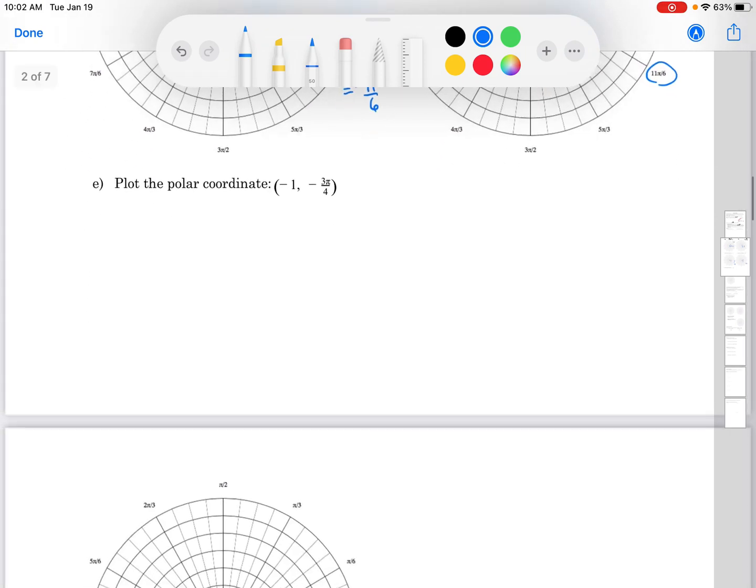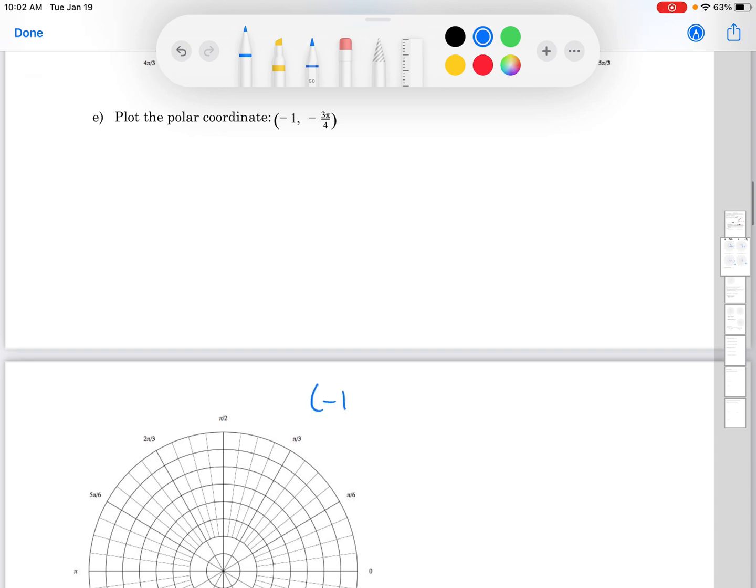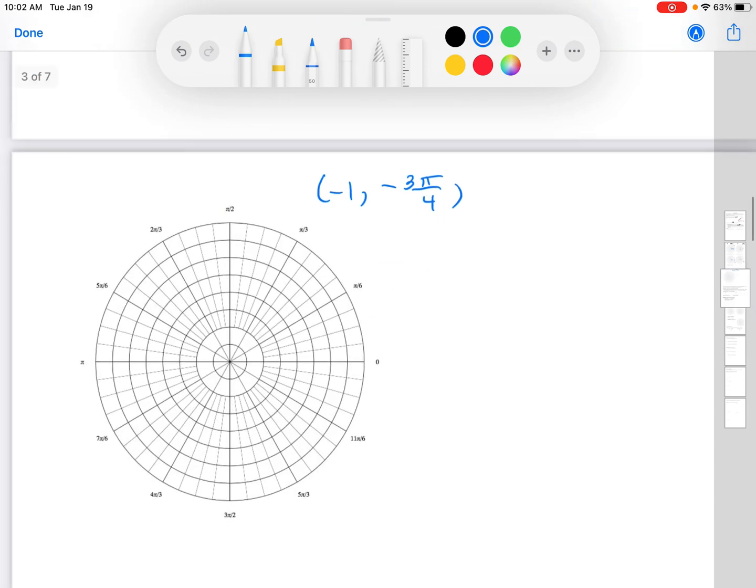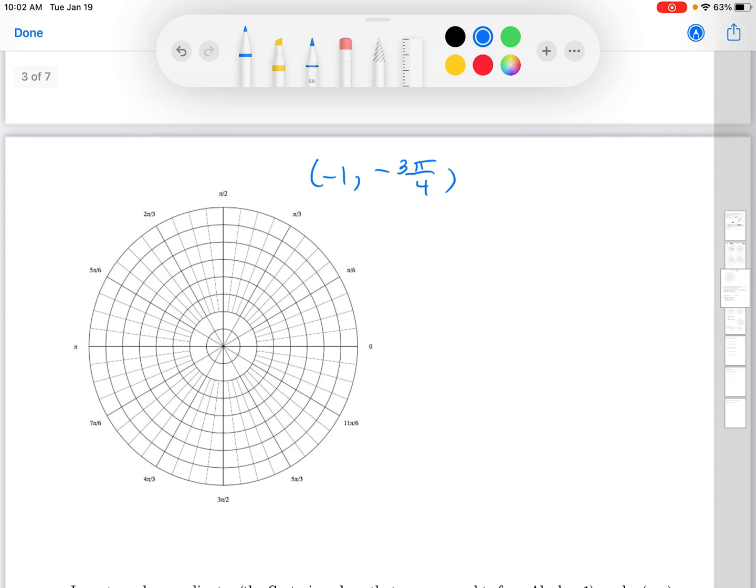All right, and lastly, we want -1, -3 pi over 4. So first we're going to find that angle, -3 pi over 4. Remember, negative means we're going down instead. So 1 pi over 4 would be over here, 2 pi over 4, 3 pi over 4. So -3 pi over 4 is over here. Now, 1 would be going in the direction of that angle. -1 means to go the opposite direction.